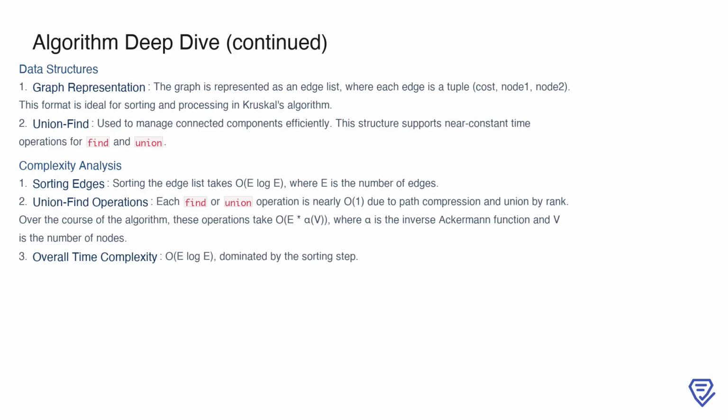Analyzing the algorithm's complexity, the sorting step dominates the runtime, taking E log E, where E is the number of edges. Union find operations are nearly O(1) per operation, and over the course of the algorithm, they contribute E * alpha V, where alpha is the inverse Ackermann function and V is the number of nodes. As a result, the overall time complexity of the algorithm is E log E, primarily driven by the edge sorting step.